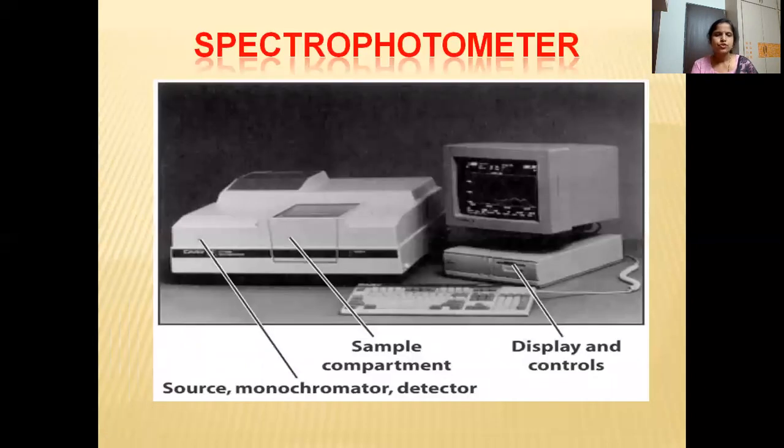This is the spectrophotometer sample compartment. If we open that, we can find the compartment for placing the samples. This is the source; the monochromator and detectors will be here. This is the display and controls.